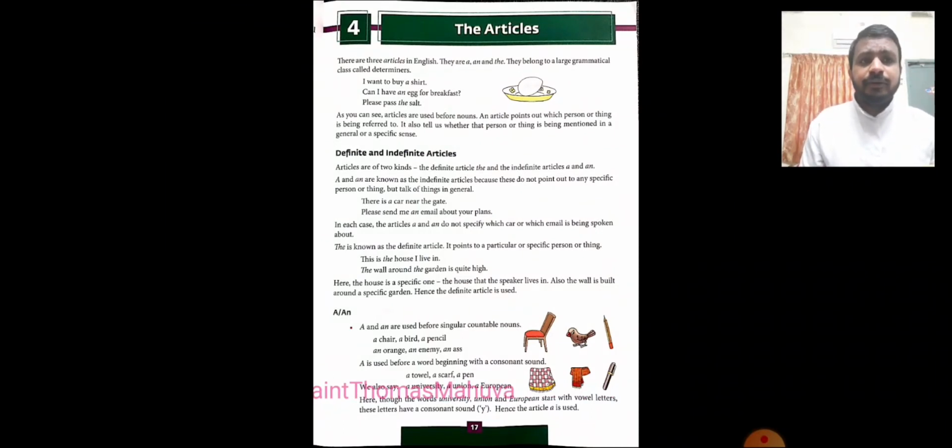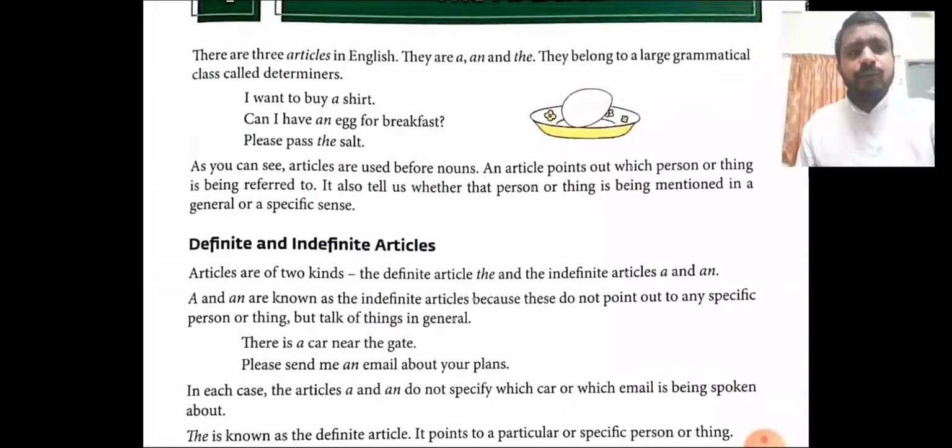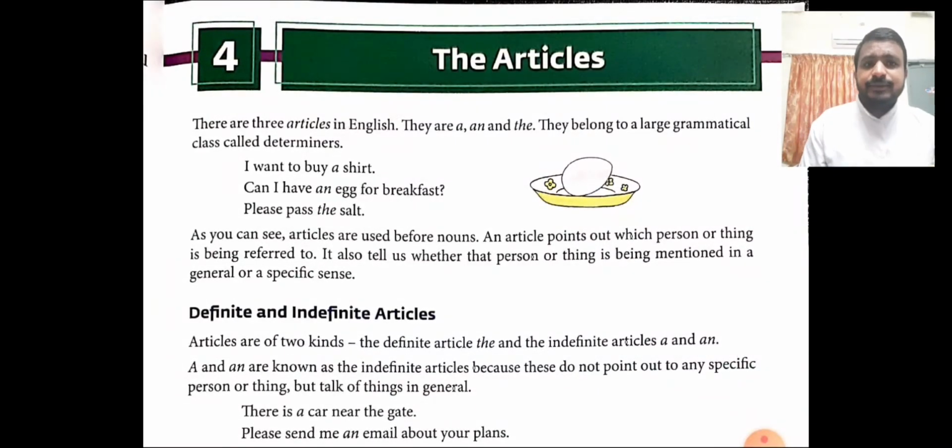Today's topic is about the articles. Last year, too, you have studied about this, and now let us go through this chapter. As you know, in English, we have three articles: a, an, the. And these articles belong to one grammatical class called determiners.